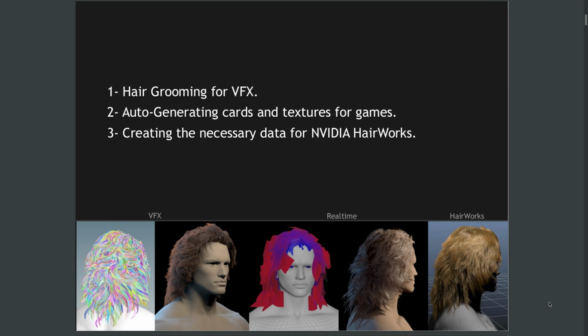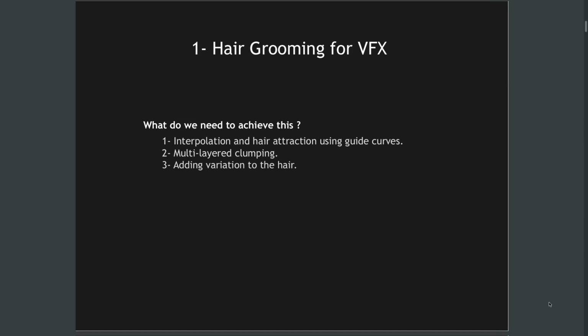So the first thing we're going to be talking about is hair grooming for VFX. And what do we need to achieve this? We need three things. We need to be able to interpolate the hair and expand the hair count from a given set of curves. Let's say we have 100 guide curves. We need to be able to generate 100,000 new curves that properly interpolate between all those guides.